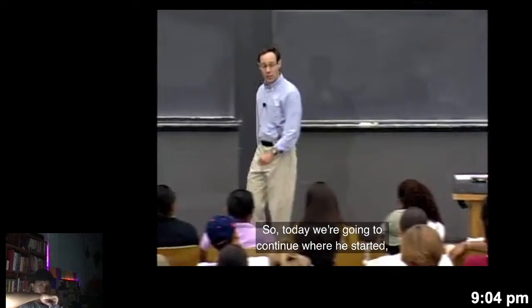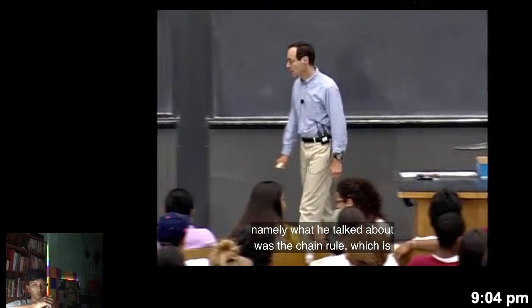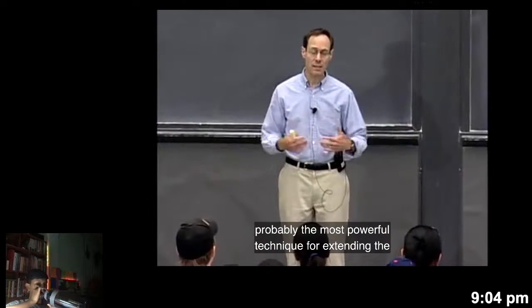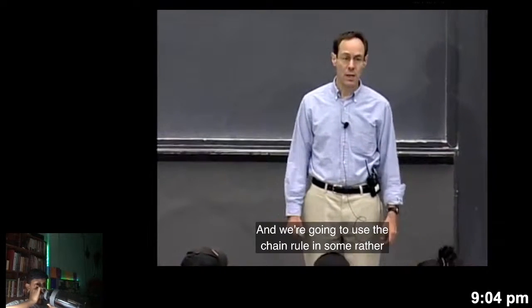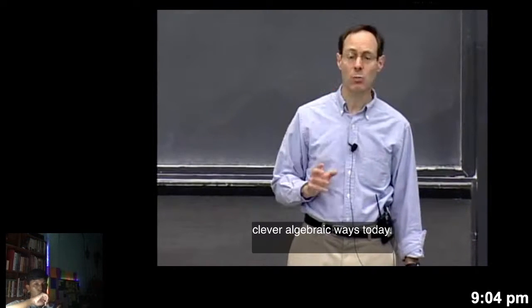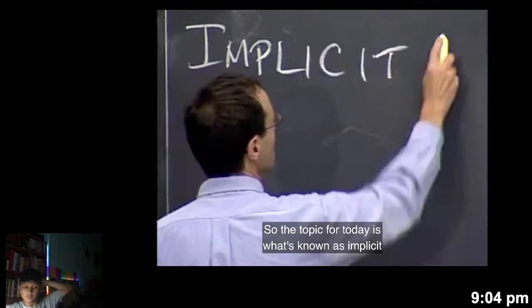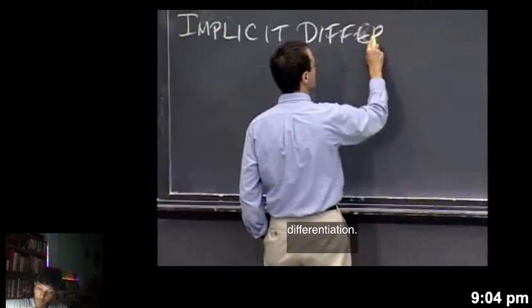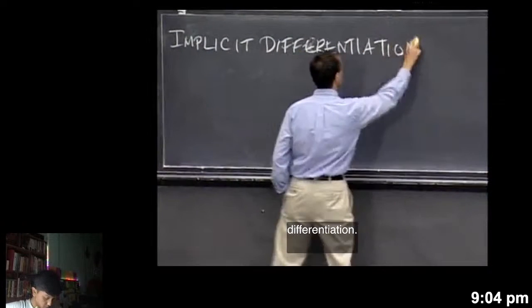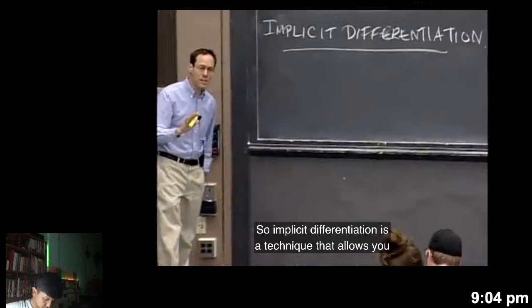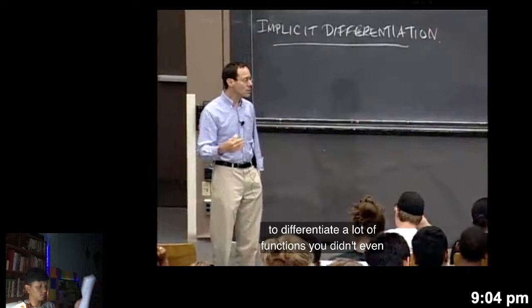Namely, what he talked about was the chain rule, which is probably the most powerful technique for extending the kinds of functions that you can differentiate. And we're going to use the chain rule in some rather clever algebraic ways today. So the topic for today is what's known as implicit differentiation. So implicit differentiation is a technique that allows you to differentiate a lot of functions you didn't even know how to find before.